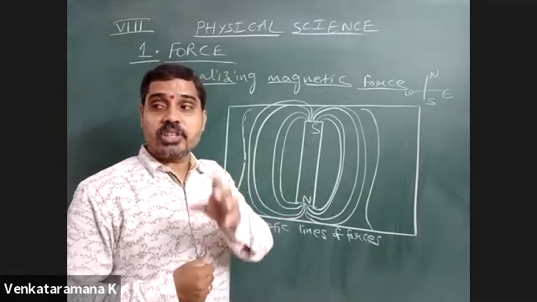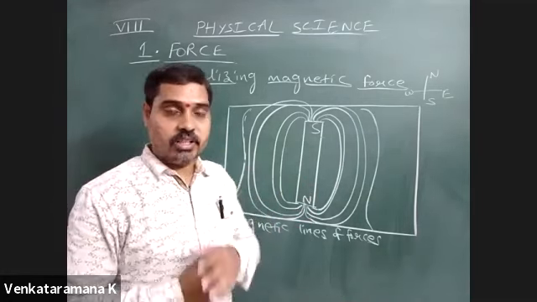Due to the existence of magnetic field. Now, what is a magnetic field? The region in space around a magnet, up to where that magnet will influence, or the magnet will exert force of attraction or force of repulsion. That region is known as magnetic field.